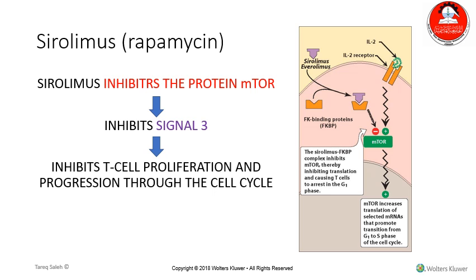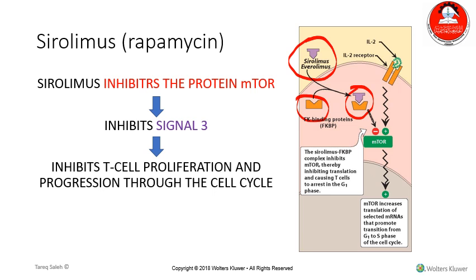Note here that the inhibition of mTOR is not direct. Sirolimus and everolimus, both these drugs need to bind with the FK binding proteins in order to form a drug protein complex, and that drug protein complex then is capable of inhibiting mTOR function, meaning that it's very important that FKBP, or FK binding proteins, be available in the cell in order for these drugs to exert their effects.